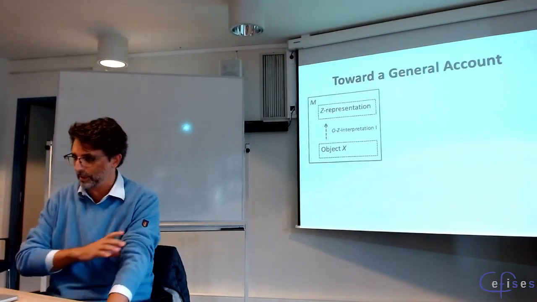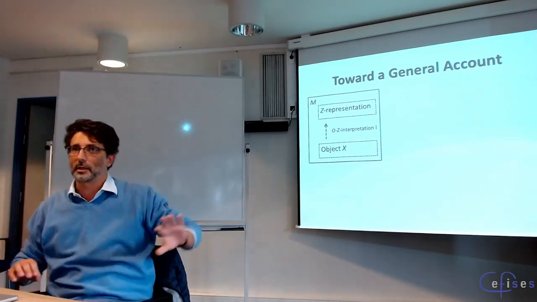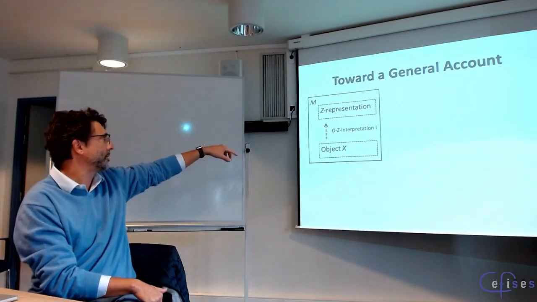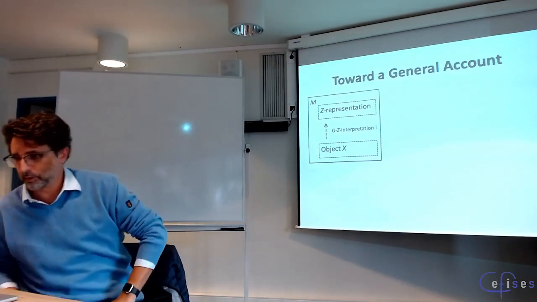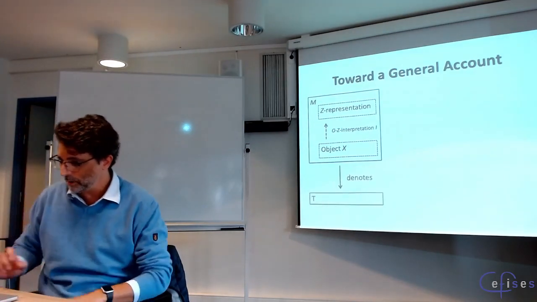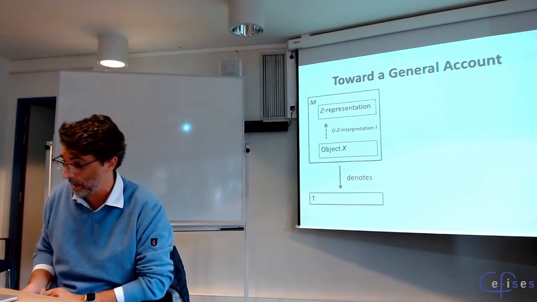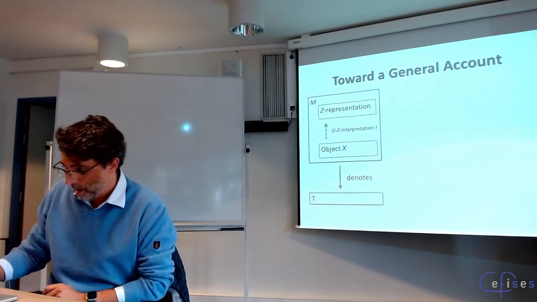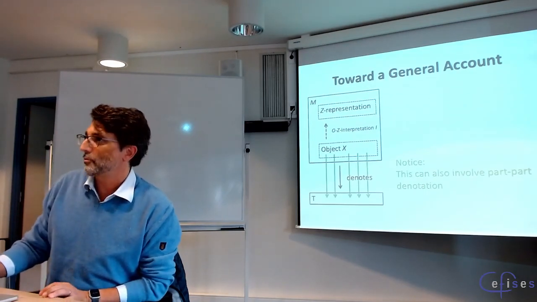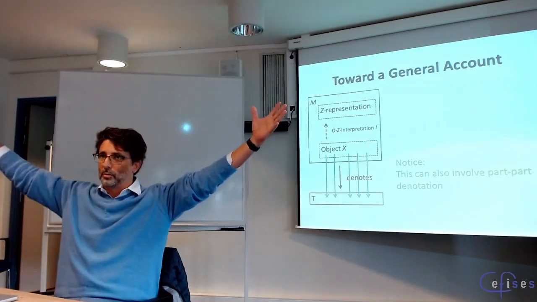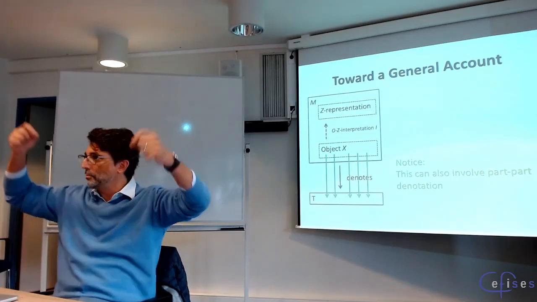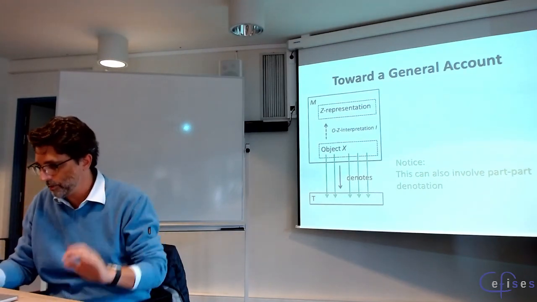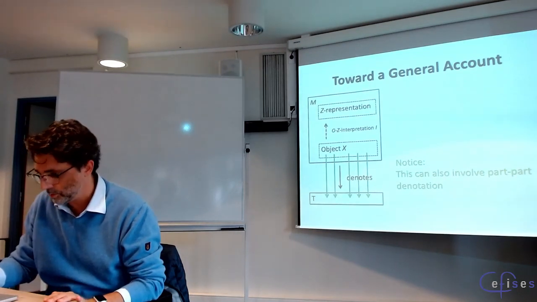So now we can start building up the general account, and we start building up that diagram that I had at the beginning in the preview. So we see the model is the object X with an interpretation, or sometimes we call it an OZ interpretation because it's the object and the Z, and that makes the model. Now that model can denote the target system in some cases. Sometimes the Phillips-Newlyn machine was used to denote, say, the Guatemalan economy. Sometimes it doesn't. And that can also involve part-part denotation. It's not the case that only the whole model denotes the whole target. You can obviously have part-part denotation. That's perfectly fine. And that's sort of subsumed. And I take it that we've said what denotation is, and we leave it at that for the moment.